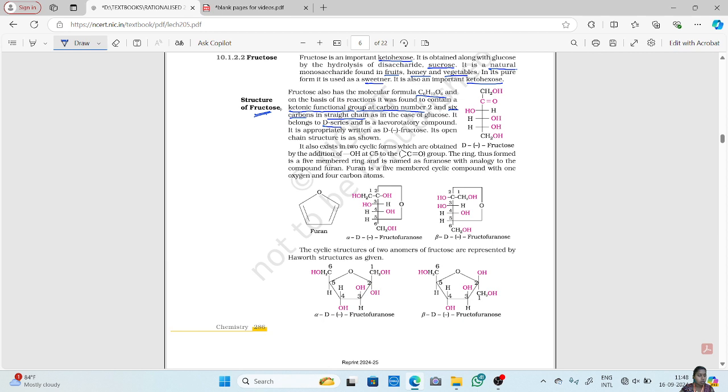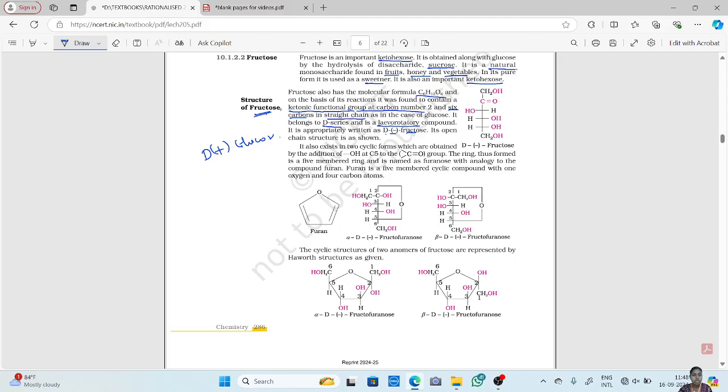It belongs to the D series, and here it is levorotatory. For glucose it was dextrorotatory, but for fructose it is levorotatory. So it is written as D minus fructose, whereas for glucose it is D plus glucose.